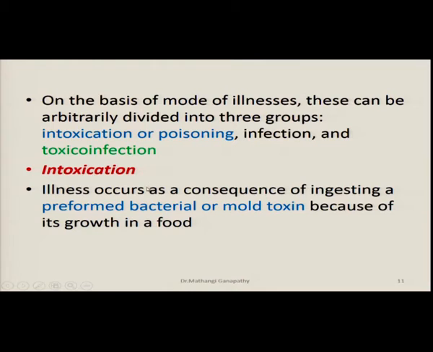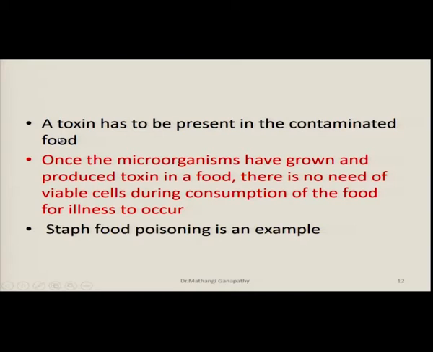In intoxication, the illness occurs as a consequence of ingesting a preformed bacterial toxin or a mold toxin because of its growth on food. So, either a bacterial toxin or a fungal toxin is present in the food and you consume the food having it, as a result of which you have an illness. So this is a foodborne intoxication. A toxin has to be present in the contaminated food.